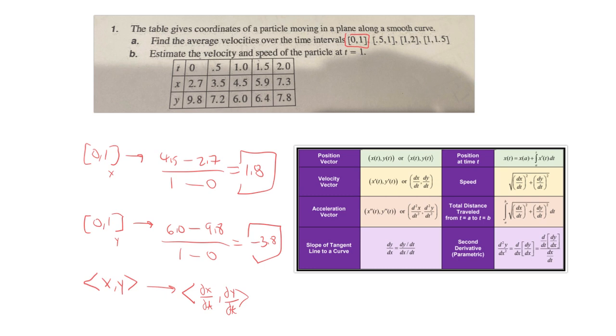Now, if we were to use these weird looking brackets, I think you understand it would be a matter of writing 1.8 comma negative 3.8. If we were to use that i and j lettering, you would start with the first number, which is 1.8. You'd say i next to that, and then you'd say minus 3.8j.